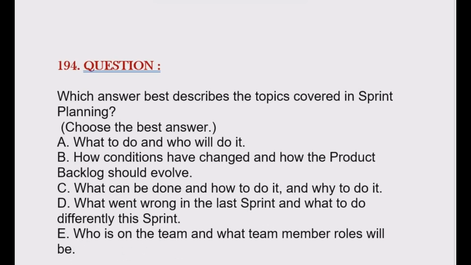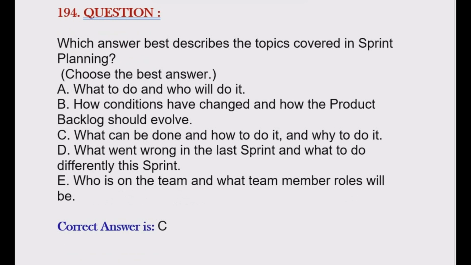Question is, which answer best describes the topics covered in sprint planning? Option A. What to do and who will do it. Option B. How conditions have changed and how the product backlog should evolve. Option C. What can be done and how to do it and why to do it. Option D. What went wrong in the last sprint and what to do differently this sprint. Option E. Who is on the team and what team member roles will be. Correct answer is option C.